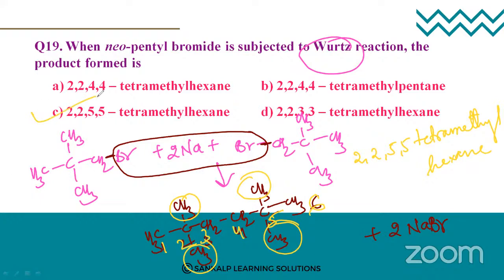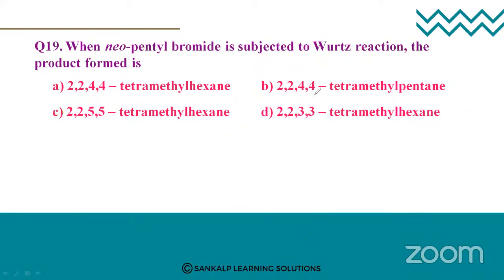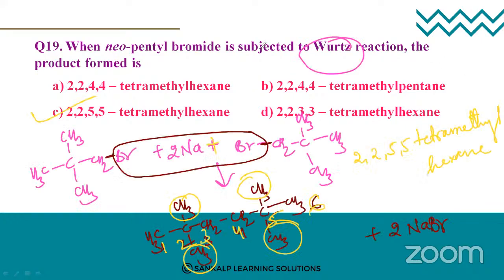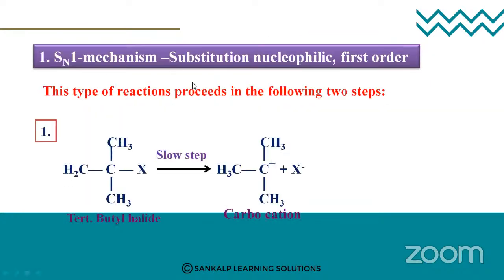Whenever you have a Wurtz reaction, you should have 2 molecules, and they should react with each other in the presence of a metal like sodium to give the product. So this is the Wurtz reaction. I hope you have got it. Yes? Clear? Is it clear till here? So we can go for the next part.